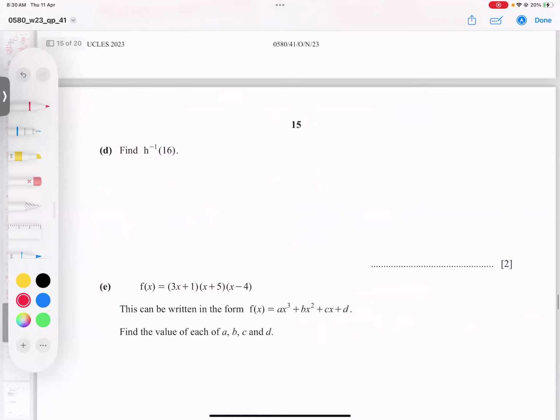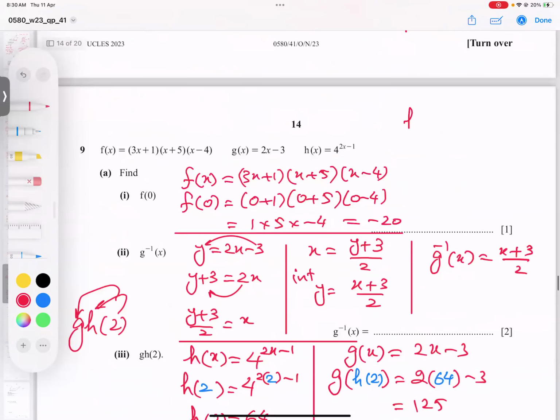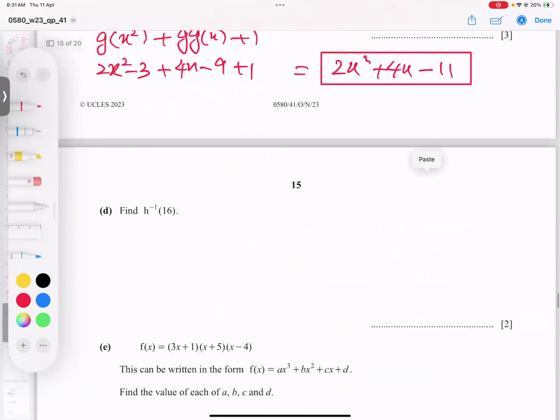h inverse of x. Before I start, here is the technique we have to use. What is h of x? Let me copy h of x first: 4 to the power 2x minus 1. This equation, we cut from here and paste here. Okay, and make sure we have some rule here. What is the rule? I want to tell you one thing.